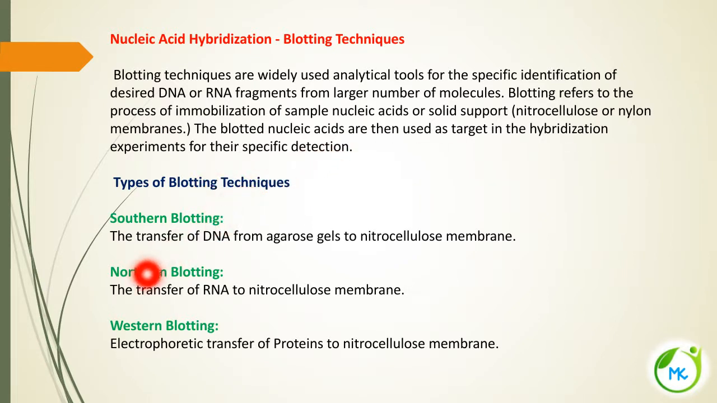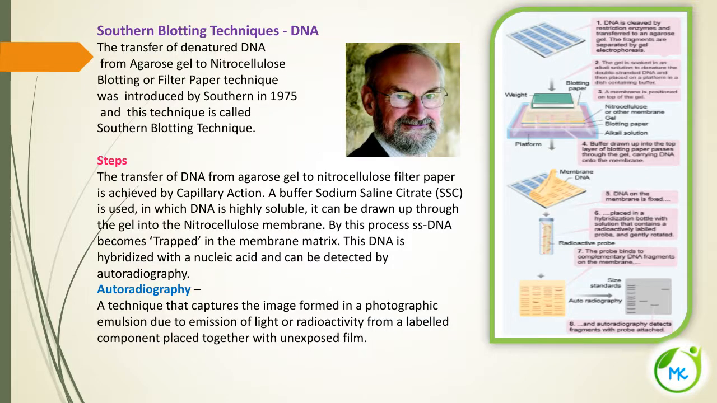There are different types of blotting techniques. First is southern blotting, transfer of DNA from the agarose gel to nitrocellulose membrane. Next, northern blotting, RNA to nitrocellulose membrane. Western blotting, transferring proteins to nitrocellulose membrane. Now let's see first the southern blotting technique.